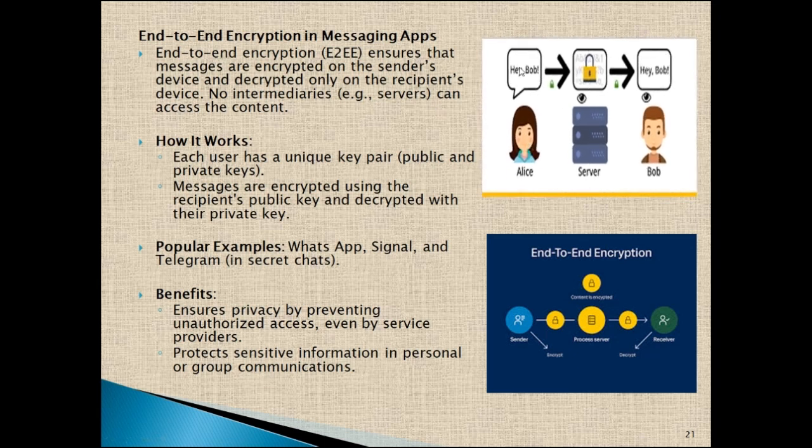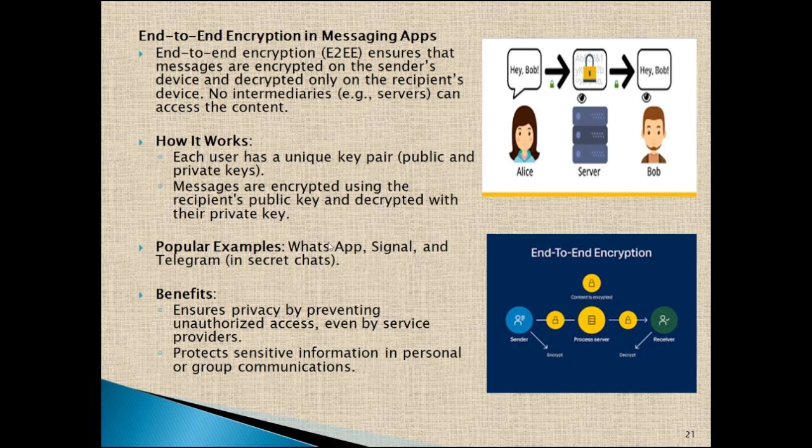Here, Alice says, "Hey Bob," it is sent, it is encoded. When it gets to Bob, it is decrypted. So Bob receives the same message, but in between it is encoded. Now, how it works: each user has a unique key pair, public and private keys. Messages are encrypted using the recipient's public key and decrypted with their private key.